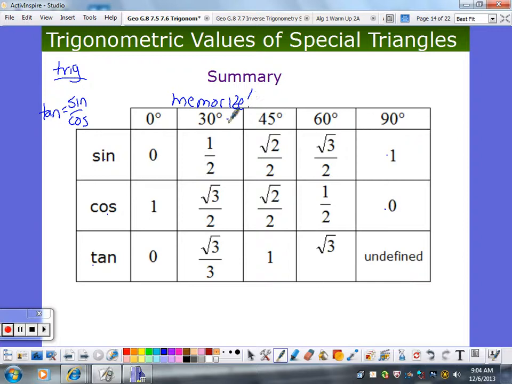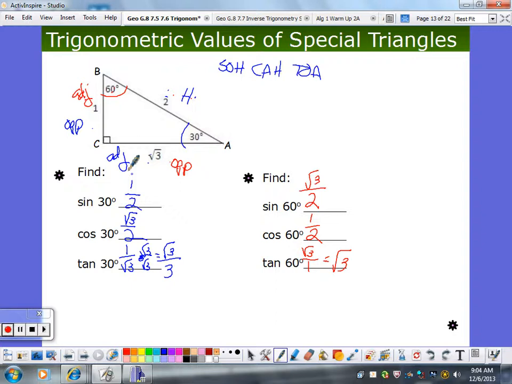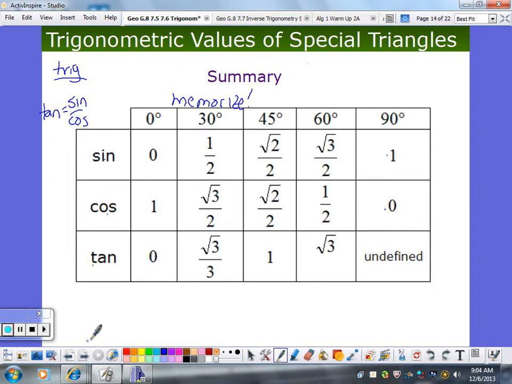Not necessarily for this one, but I would like you to know how to find them. So if it's like, what's the sine of 30 without using my calculator, really? You can go and just build yourself one of these triangles and figure it out again if you need to. So I'm not requiring memorization just yet, but you will. You will have to someday.